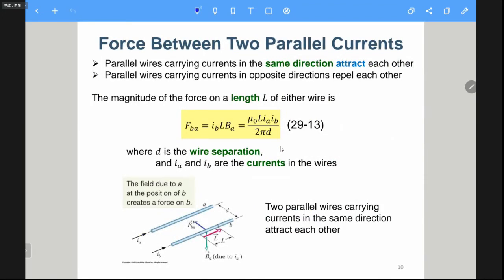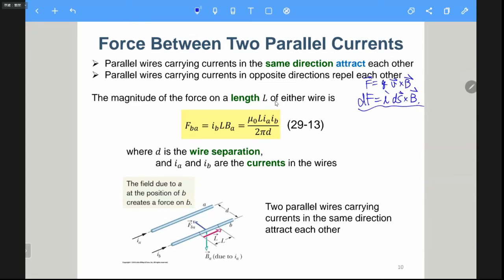So here we talk about the force between two parallel currents. In the last part of the last chapter, chapter 28, we talked about the other version of the Lorentz force: if we have a current in the magnetic field, then there will be a force dF equals I ds cross B. For the Lorentz force, F equals Q times V cross B. So this is the other version of the Lorentz force.